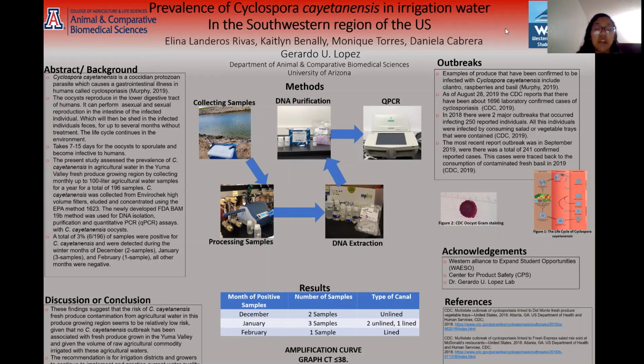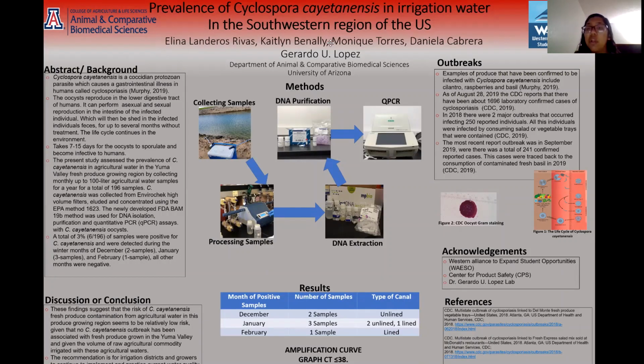A total of 3% of the samples were positive for Cyclospora cayetanensis, and they were detected during the winter months of December, January, and February. All other samples were negative. Examples of produce that have been confirmed to be infected with Cyclospora cayetanensis include cilantro, raspberries, and basil.